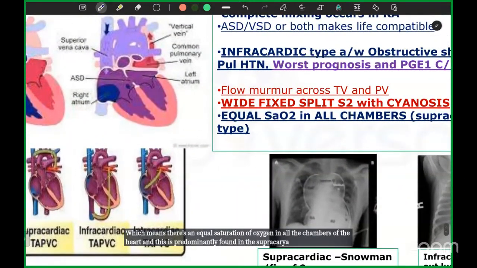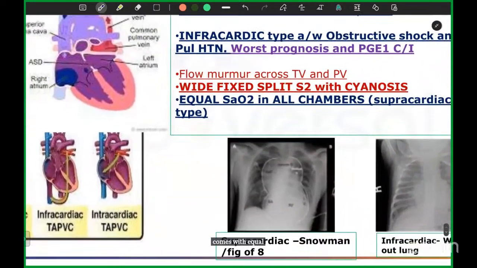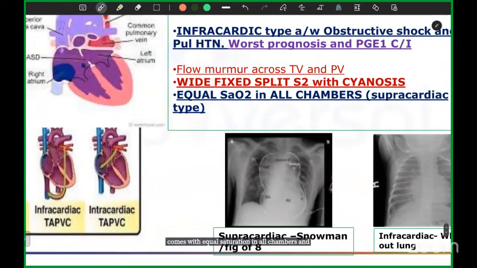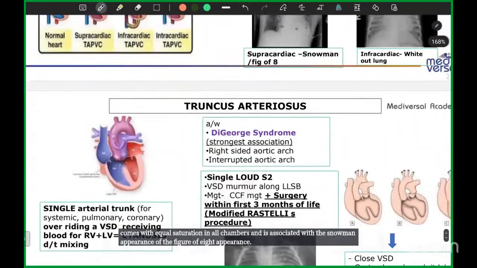So what did I sum up with? Infracardiac is shock, obstructive symptoms, bad prognosis. Supracardiac comes with equal saturation in all chambers and is associated with the snowman appearance or the figure of eight appearance. Truncus arteriosus is what I'll end with.